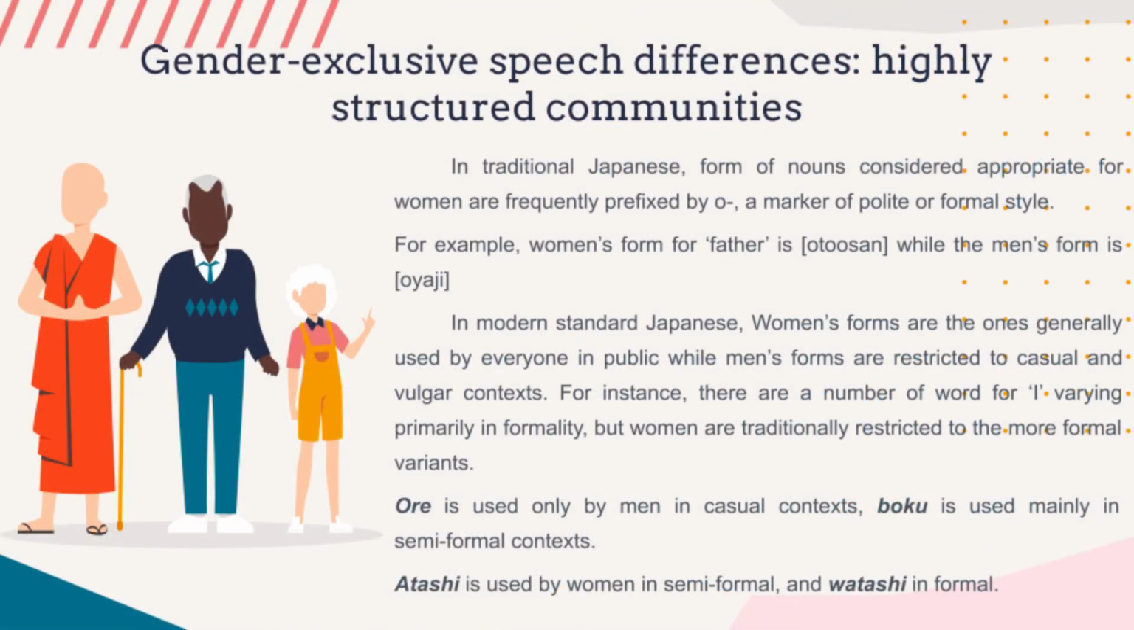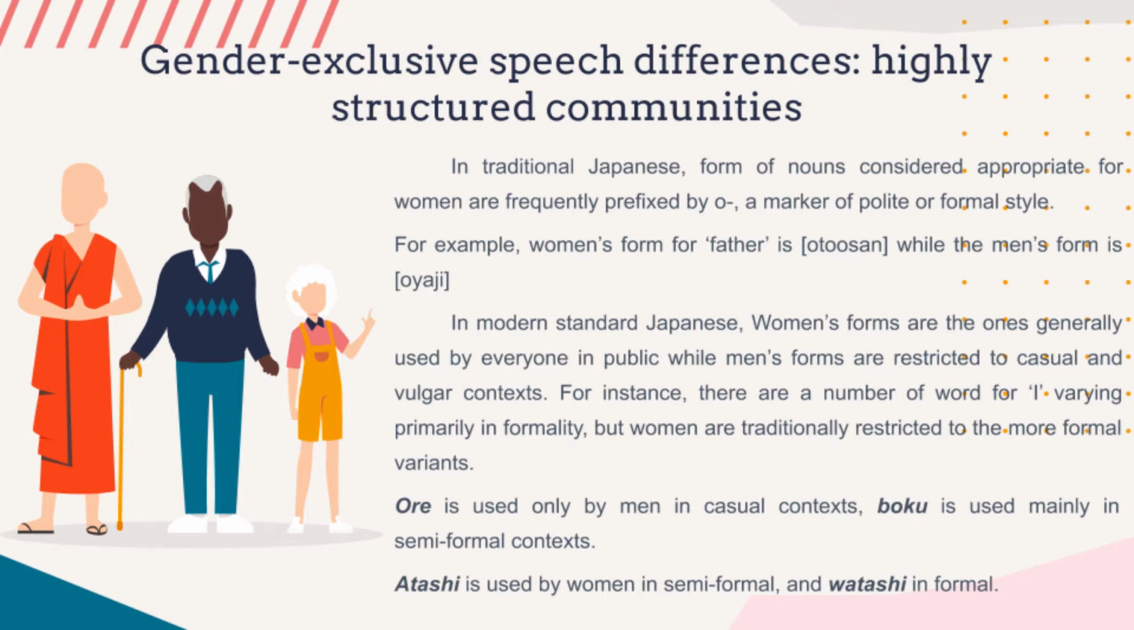In traditional Japanese, forms of nouns considered appropriate for women are frequently prefixed by o, a marker of polite or formal style. For example, women's form for father is o-to-san, while the men's form is o-yaji. In modern standard Japanese, women's forms are the ones generally used by everyone in public, while men's forms are restricted to casual and vulgar contexts.